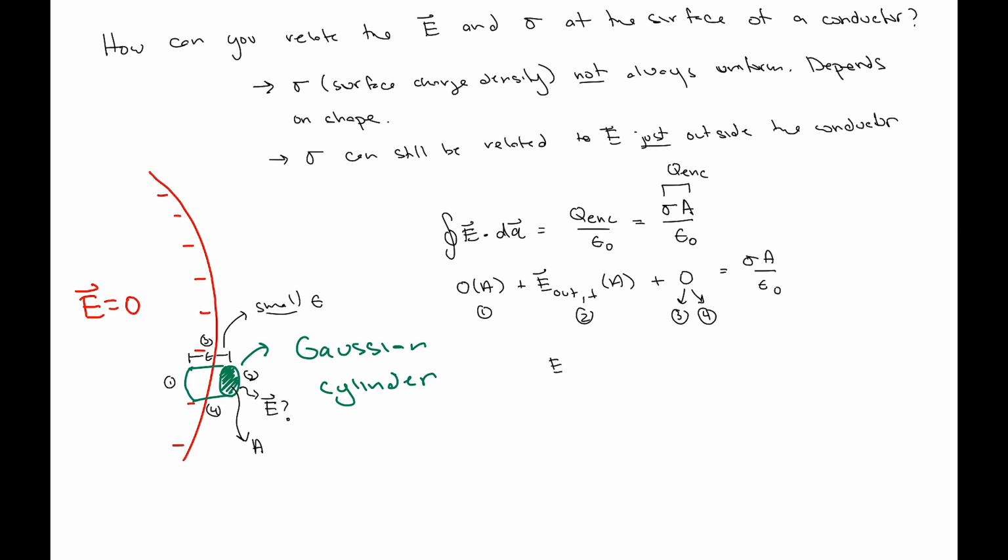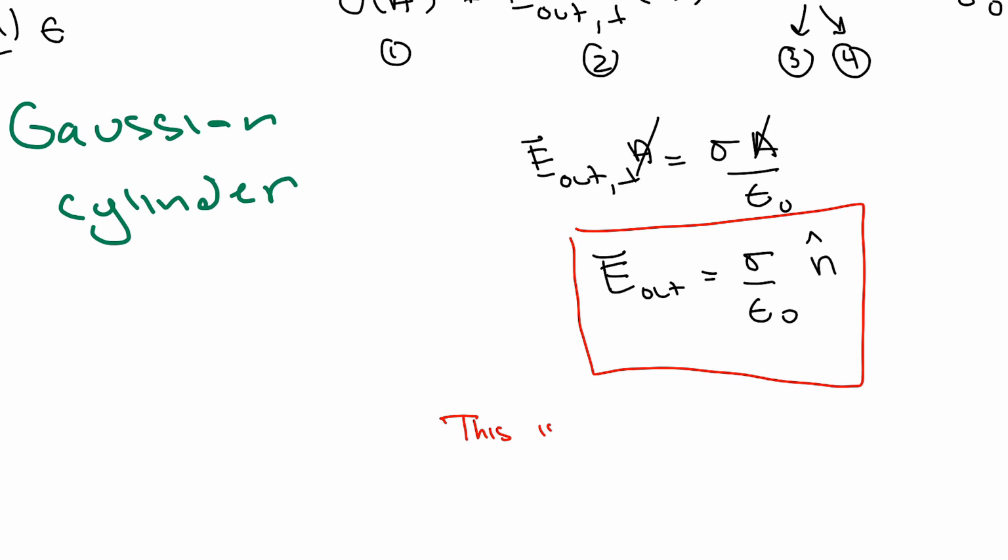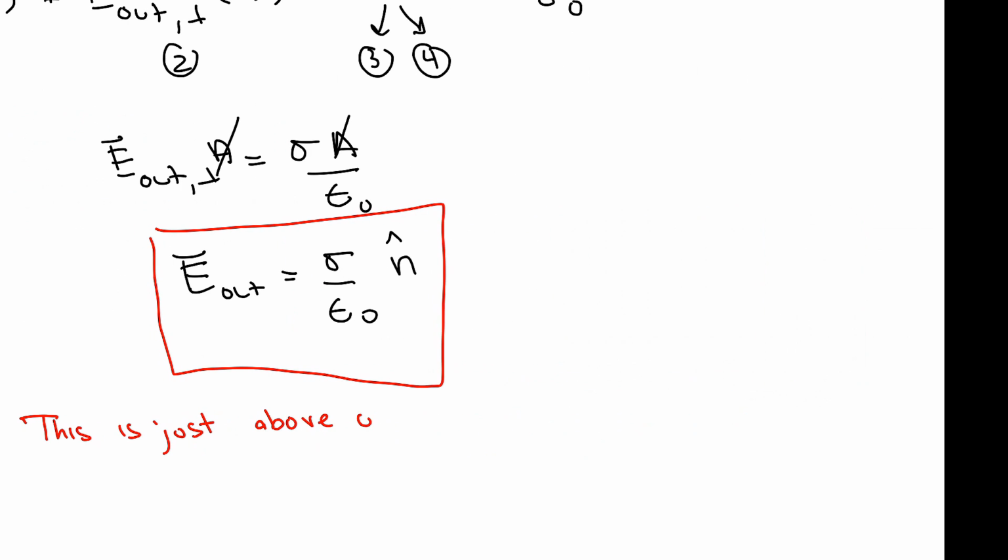So I'm left with the electric field outside of my conductor in the perpendicular direction times A equal to sigma times A over epsilon naught. The A's cancel out, and I get that my electric field out is equal to sigma over epsilon naught in the normal direction, perpendicular to the surface. This looks like what we found before when we were talking about boundary conditions. And it's important to point out that this is just above or outside the conductor.